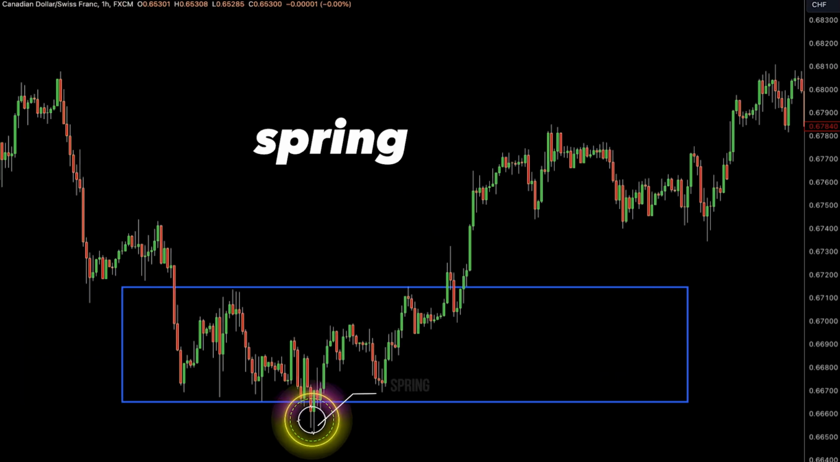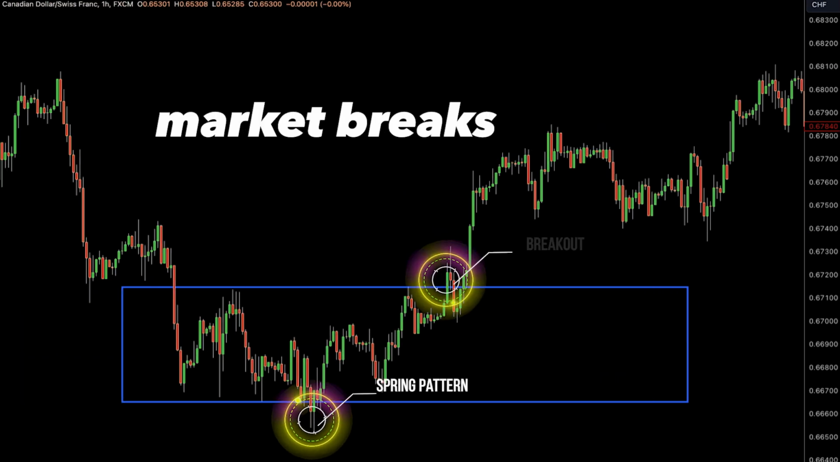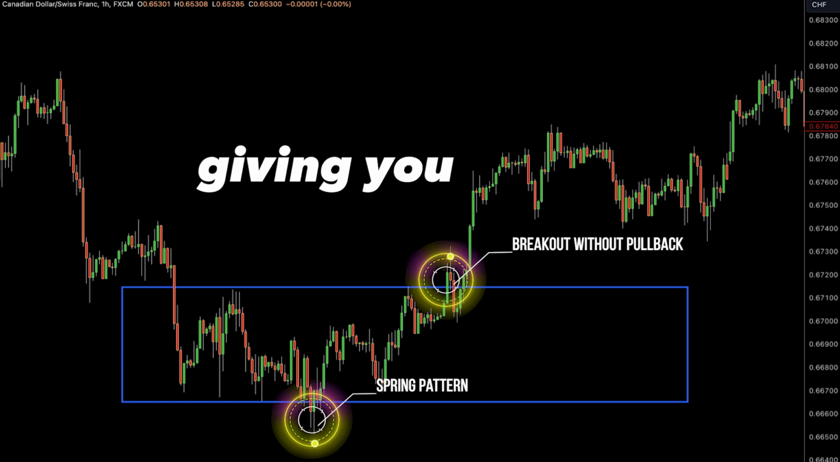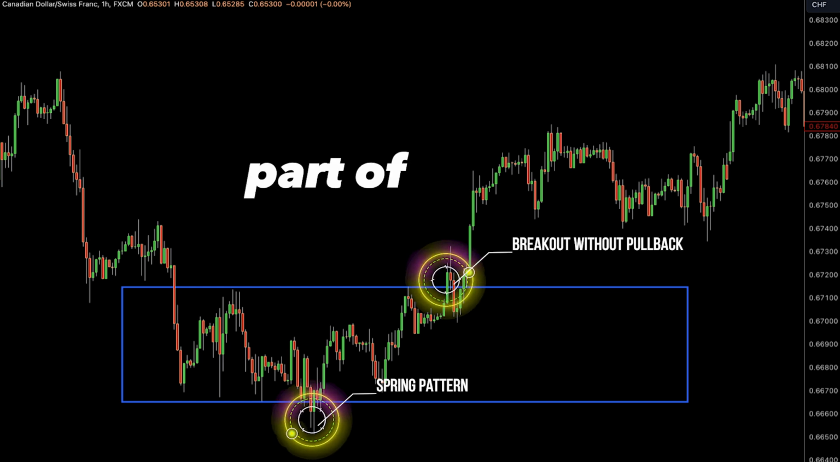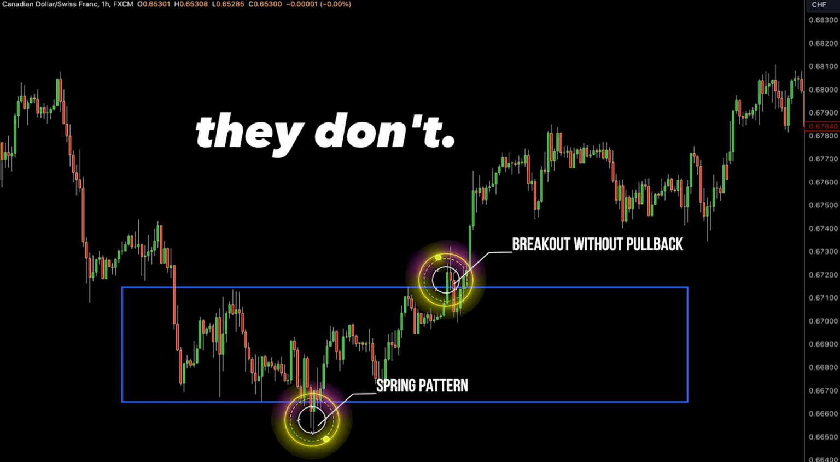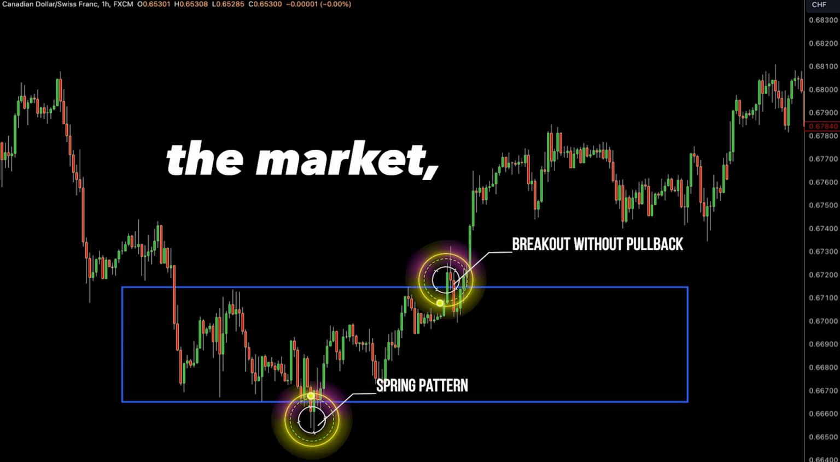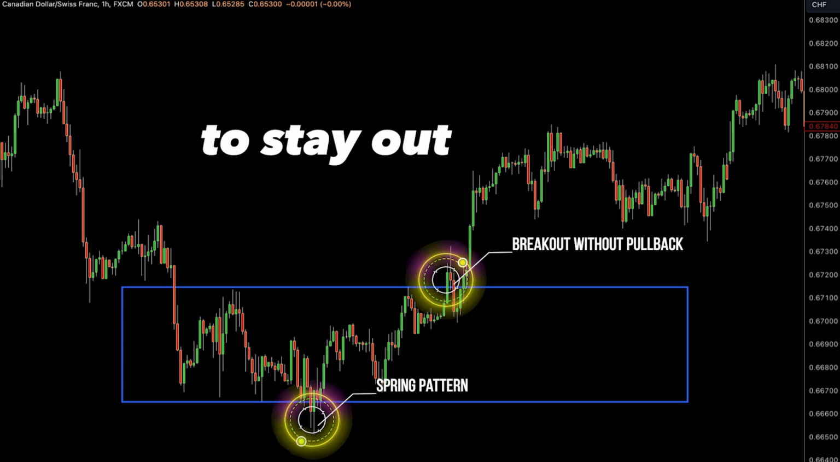Sometimes you might miss the spring pattern altogether, and the market breaks above the resistance level without giving you a chance to enter on the pullback. Don't be discouraged. This is part of trading. It's not an exact science. Sometimes pullbacks happen, and sometimes they don't. When they do, you can enter the market. But when they don't, it's best to stay out.